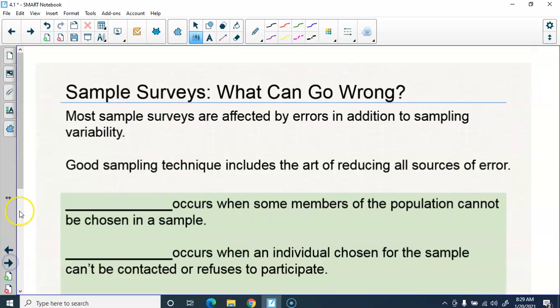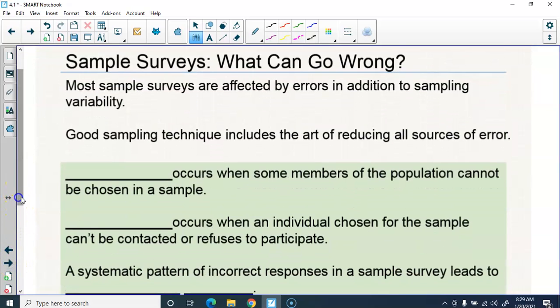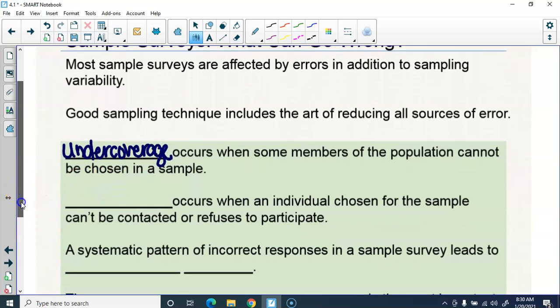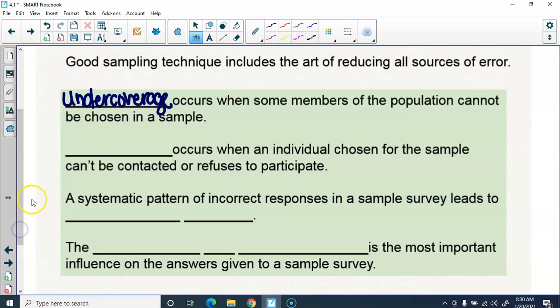But what could go wrong? What can happen? Even if we have good sampling techniques, which include the art of reducing all sorts of error, these problems can still sometimes happen. So what we can have here is what's called undercoverage. That occurs when some of the members of the population cannot be chosen in a sample for some reason.